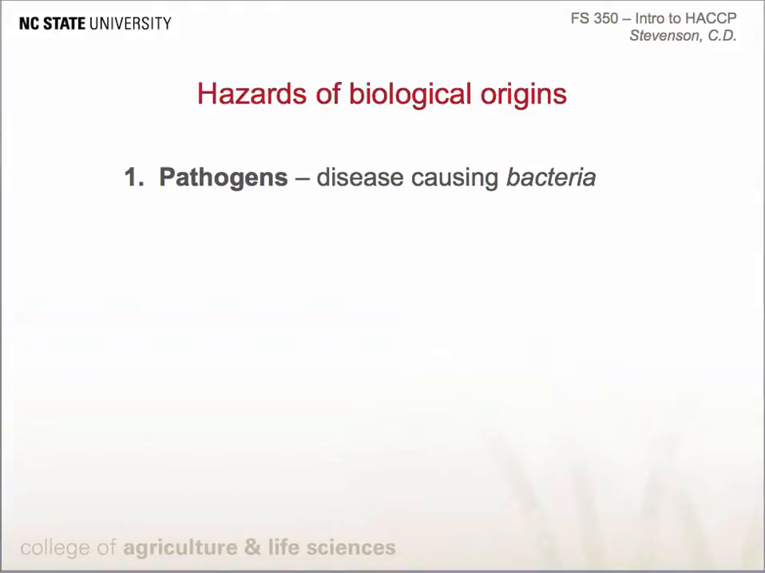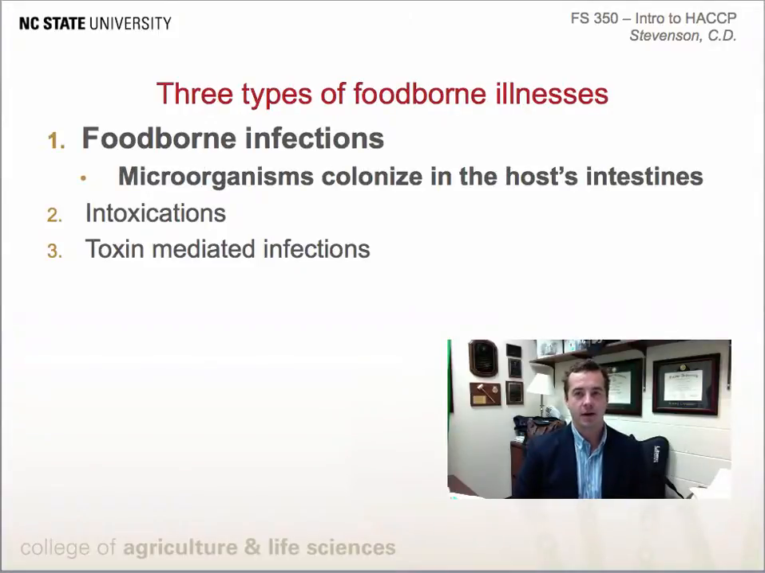Can you name the other 3 forms of biological hazards? We'll be talking about them one by one. Pathogenic bacteria are a major concern because they are known to cause 3 types of foodborne illnesses. Eating foods contaminated with living pathogenic microorganisms causes foodborne infections, in which the microorganisms colonize in the host's intestines. Examples of microorganisms capable of this type of illness include Salmonella species and Listeria monocytogenes.